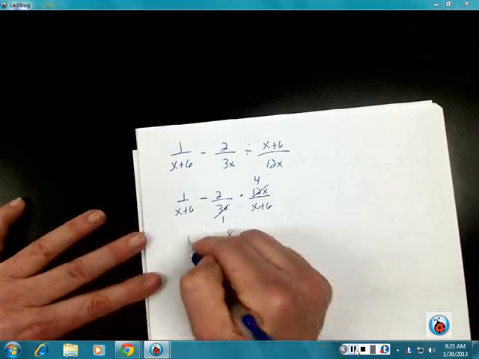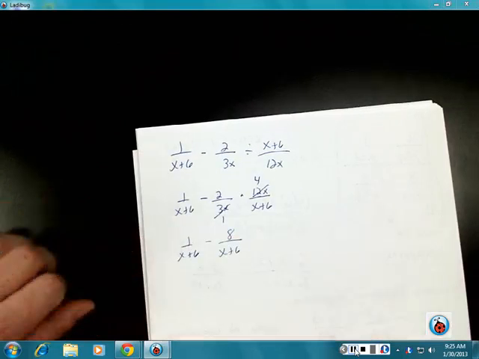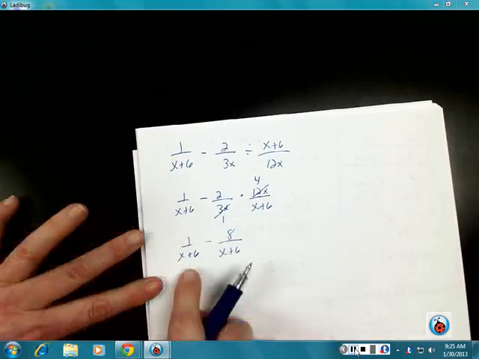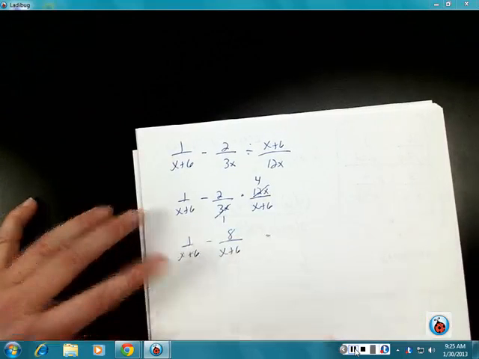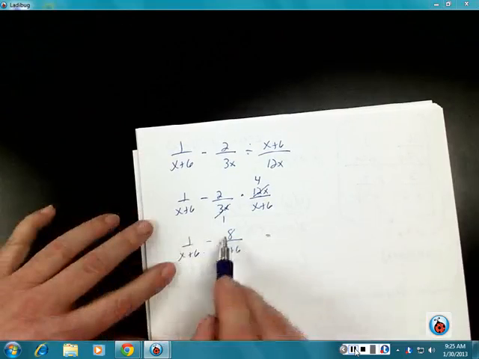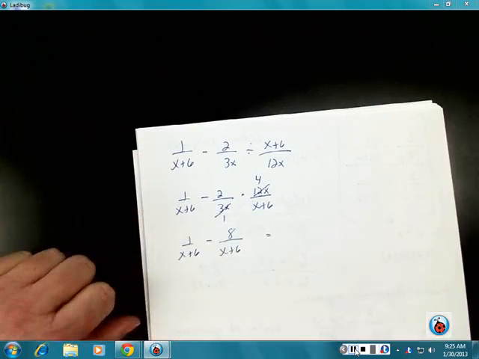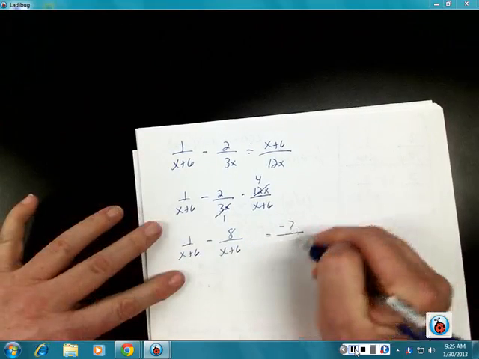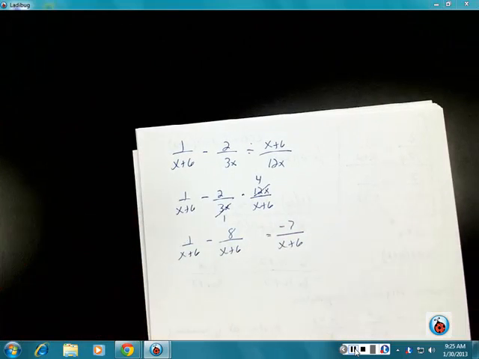Then bring my first part down, and it's nice of them because they gave me a common denominator already, so that's wonderful. 1 minus 8, what's that leave me with? Negative 7 all over x plus 6. Yeah, all over x plus 6. So that would be my value that I would have with that one.